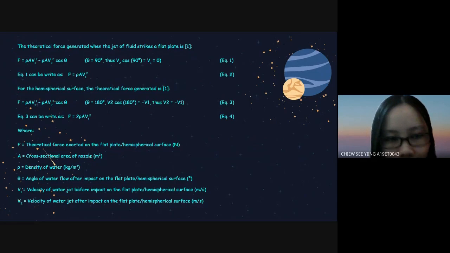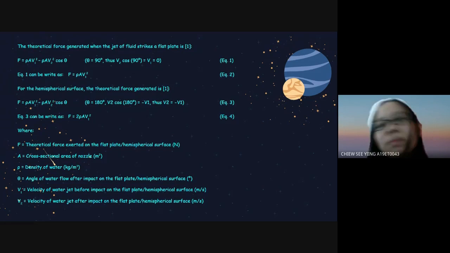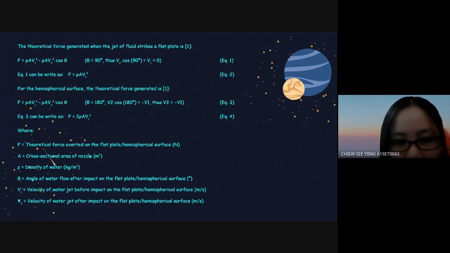F represents the theoretical force exerted on the flat plate or hemispherical surface, and its unit is Newton. A represents the cross-sectional area of the nozzle, and its unit is meter squared. Rho represents the density of water, and its unit is kilogram per meter cubed. Theta is the angle of water flow after impact on the flat plate or hemispherical surface, and its unit is degree. V1 and V2 represent the velocity of the water jet before and after impact on the flat plate or hemispherical surface respectively, and their unit is meter per second. Next, I pass to the next presenter.